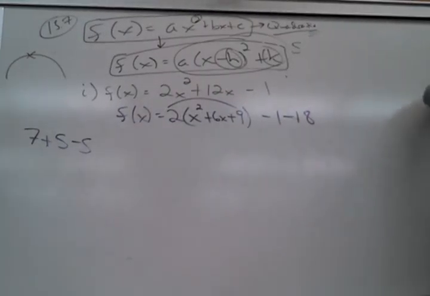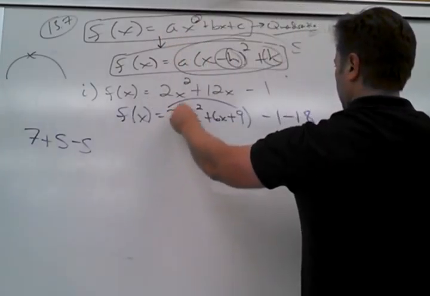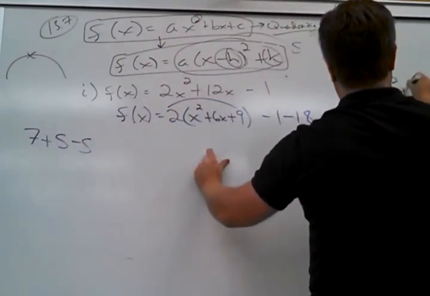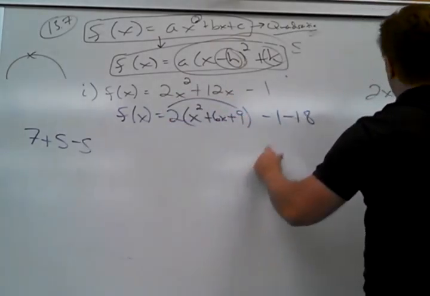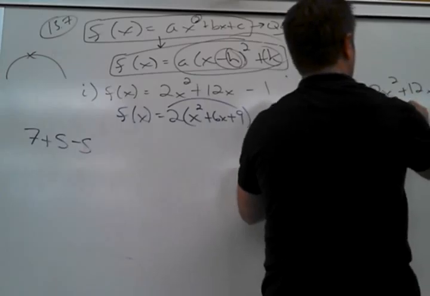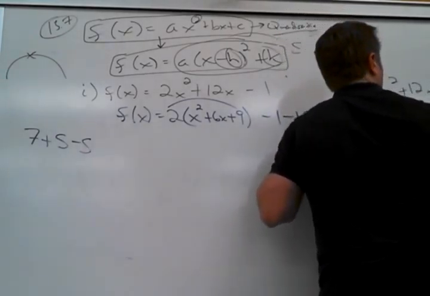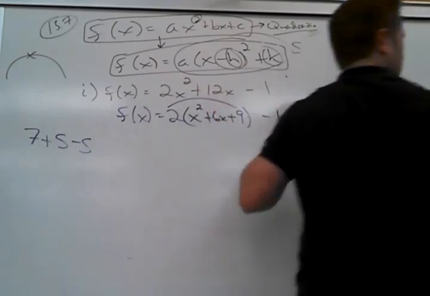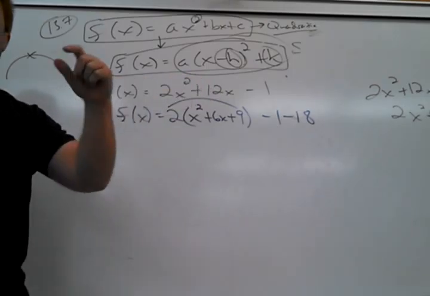I might be for other reasons, but not for this one. What do you get when you multiply this out? 2x squared plus 12x plus 18. And over here I got minus 19, right? So I get 2x squared plus 12x minus 1, which is what I had to begin with, right? So those are the exact same, and they have to be the same.